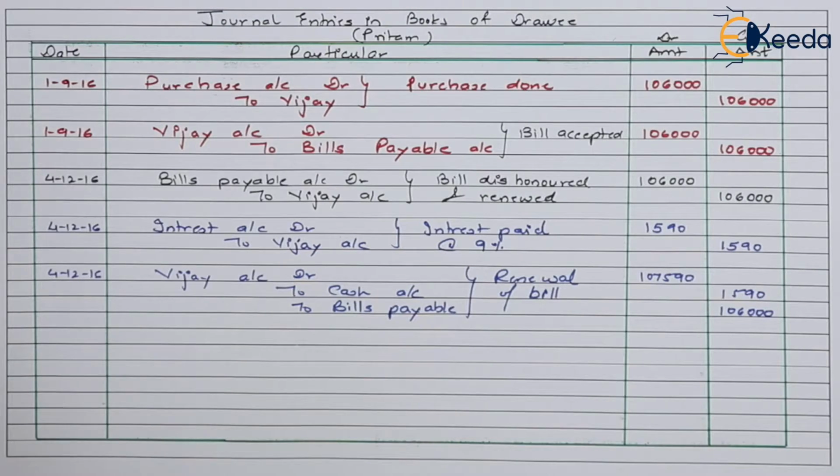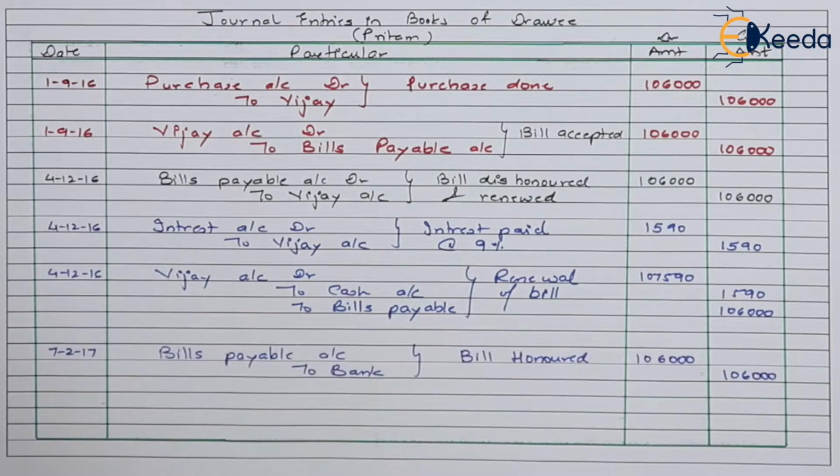Now on 7th of Feb, that will be the payment of the bill. So on 7th of Feb, we pass the entry bills payable account debit because the liability that was created in the start has been paid off now. Hence, it will be debited and cash has been going out for 1,06,000. Hence, that will be credited here. So this is how the entry is supposed to be passed in terms of drawer and drawee. And this is how you need to make sure that the bills of exchange entries are passed in the correct manner, including the date and the amount here.